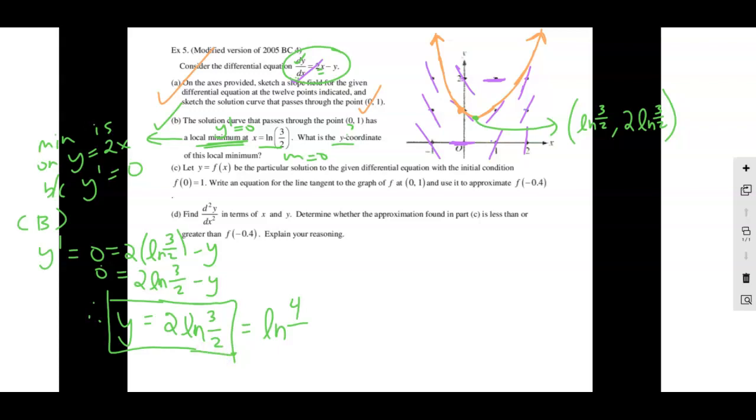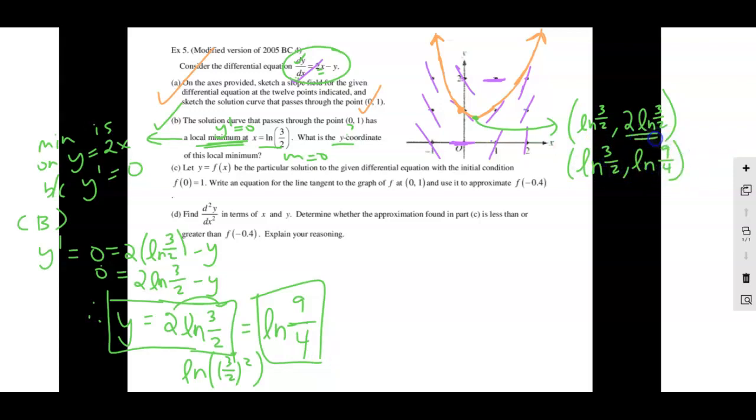So yeah, 3/2. So if I took this 2, I could take that 2 and stick it as an exponent. So I could have ln of (3/2) squared. So then I would have 9/4, not 4/9, 9/4. If you wanted to leave it like this, that would be fine. You could have also ln of the 3/2 and then ln of the 9/4. Either one of those would be fine, doesn't matter.